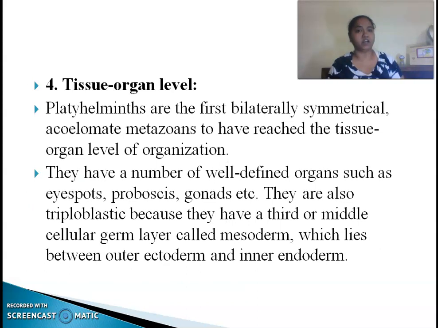The fourth level of organization is tissue organ level organization. Platyhelminthes are the first bilaterally symmetrical acoelomate metazoans to have reached the tissue organ level organization. They have a number of well-defined organs such as eye spots, proboscis, gonads, etc. They are also triploblastic because they have 3 layers, a middle cellular germ layer called mesoderm, which lies between the ectoderm and the inner endoderm, is present.